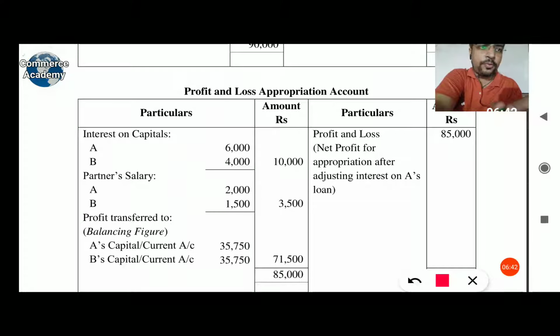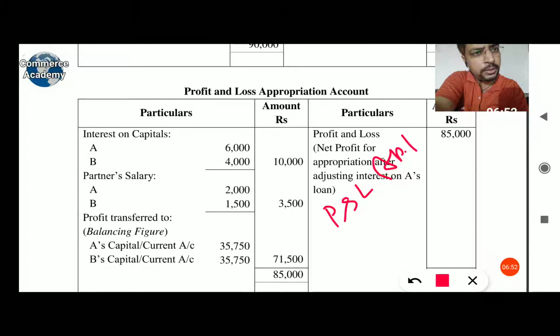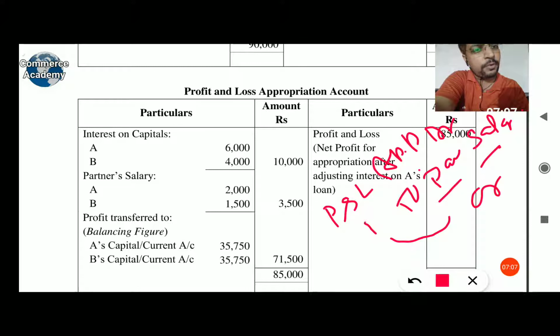Next, partner salary account. What is the treatment of the partner salary? Same as interest: profit and loss appropriation account debit to partner salary account. Partner's salary account is credit. When we transfer to the profit and loss appropriation account, it is debited. So we treat partners' salaries 2,000 and 1,500 as debited.